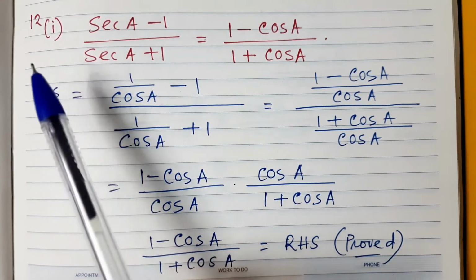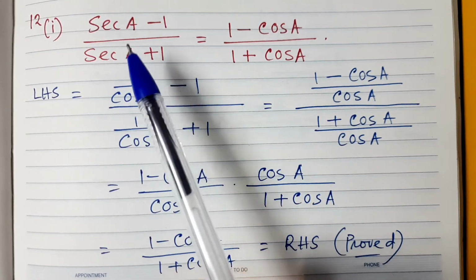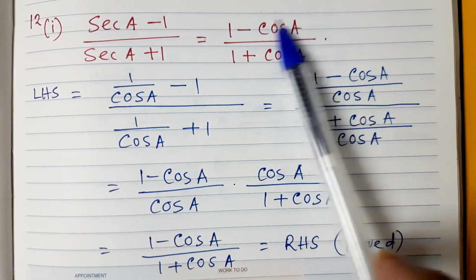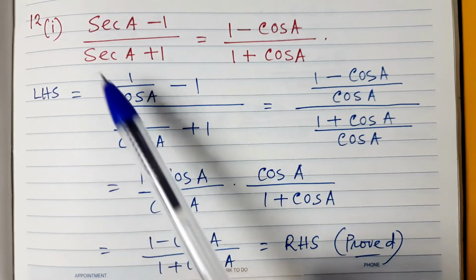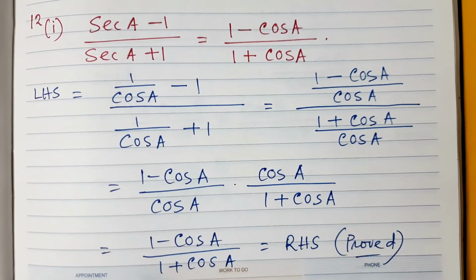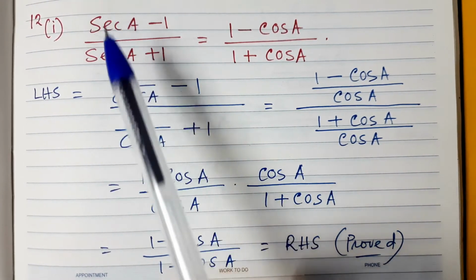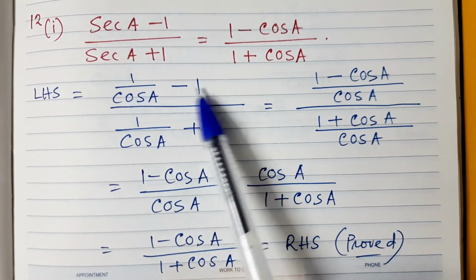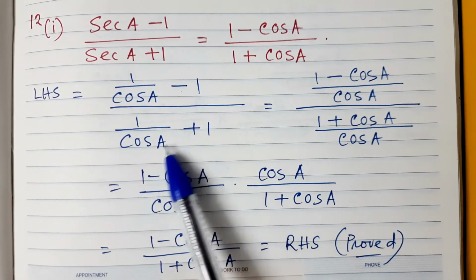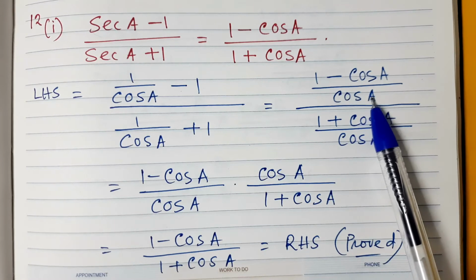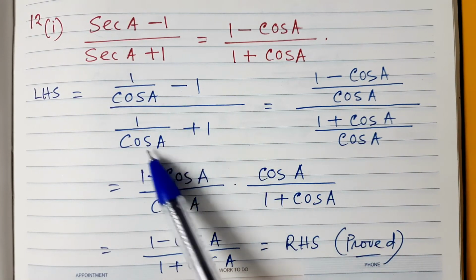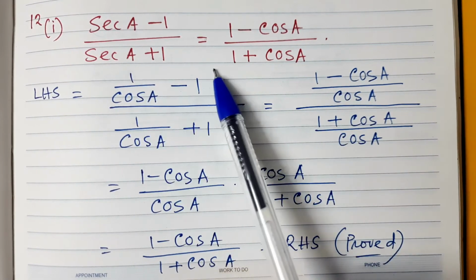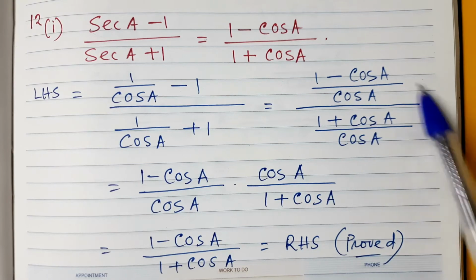So this is problem number 12 part 1. Here you see that in the left hand side only the sec A term is present, but in the right hand side no sec A is there, only cos A is there. So we will write this sec in terms of cos. So it is 1 by cos A for this sec, and this sec also 1 by cos A. That's why this term is coming. Now in the numerator you do LCM, in the denominator you do LCM. So cos A is the LCM in the numerator, and cos A is also the LCM of the denominator. So it is 1 minus cos A and 1 plus cos A. This is just calculation.